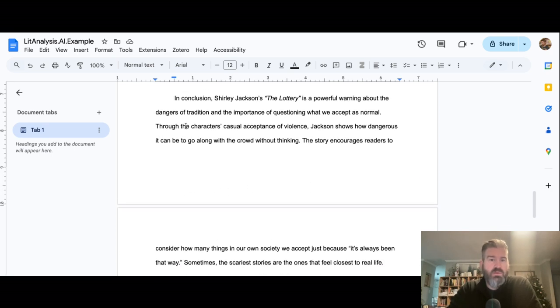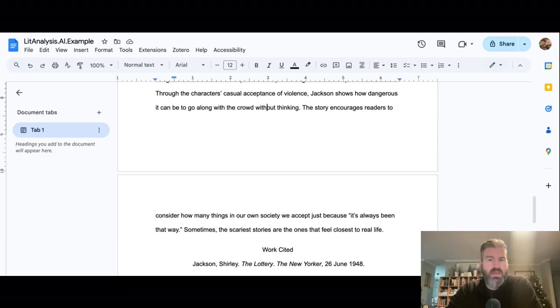In conclusion, so I would delete that. Again, Michael Over's really idiosyncratic rules of writing. I don't think that this is necessary. Shirley Jackson's The Lottery is a powerful warning about the dangers of tradition and the importance of questioning what we accept as normal. Through the character's casual acceptance of violence, again, we haven't had any real explanation or indication or evidence of this casual acceptance of violence. Jackson shows how dangerous it can be to go along with the crowd without thinking.